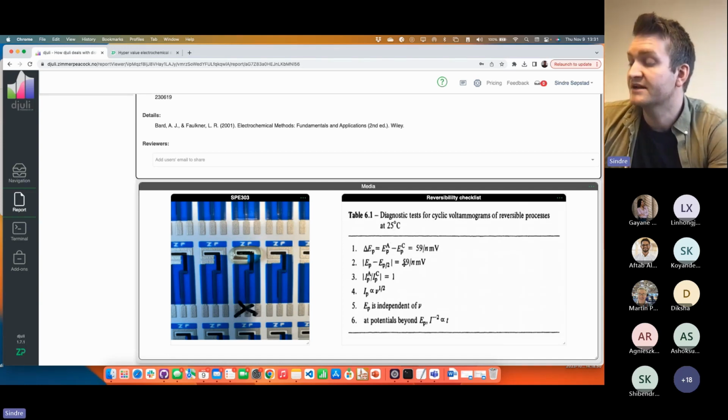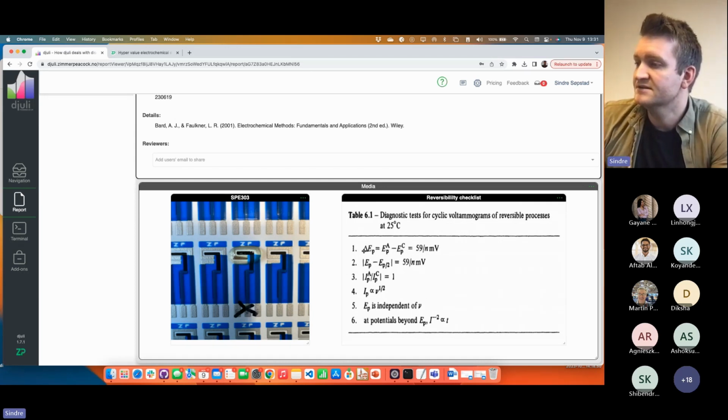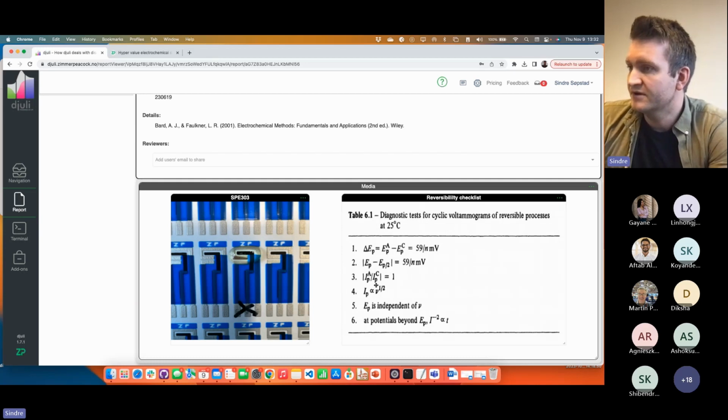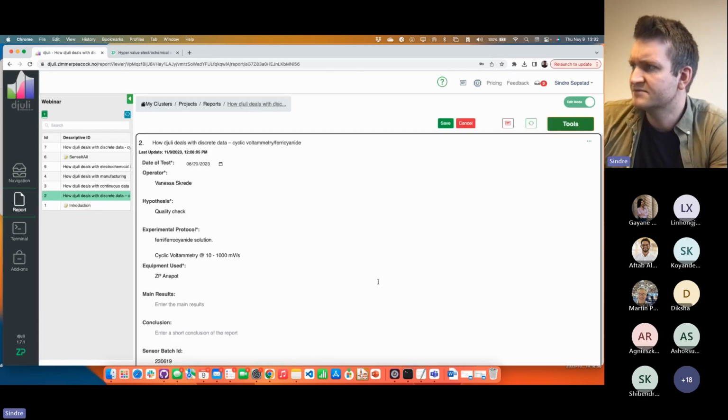These are kind of checklists for whether your data is reversible or not, such as peak distance, 59 millivolts at room temperature, and peak current proportional to the scan rate, or the square root of scan rate, rather. So we'll look at some data.